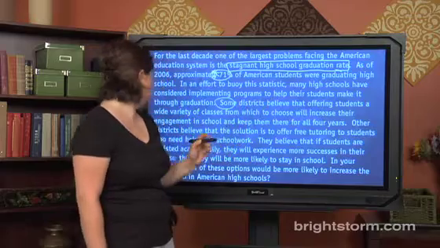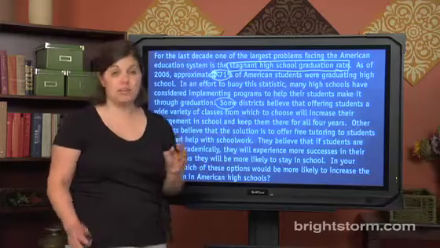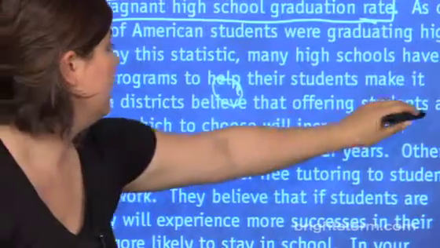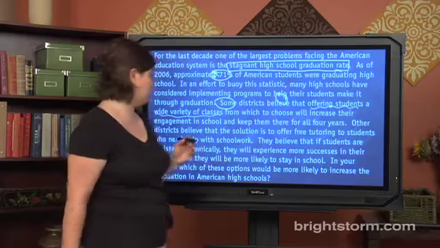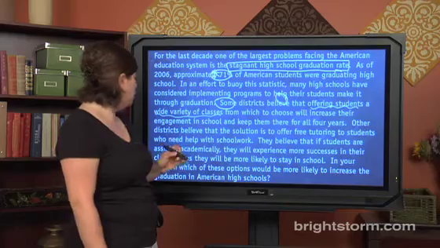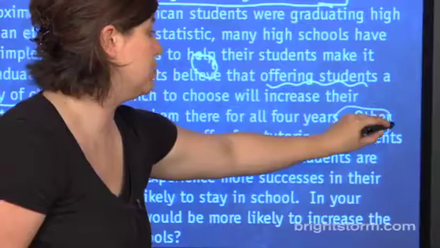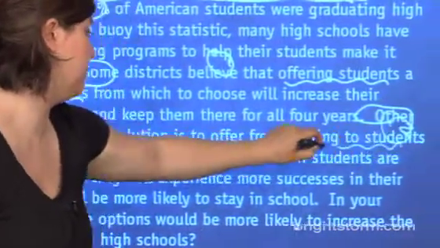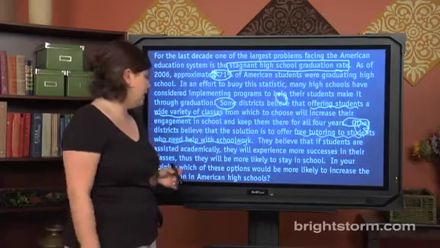Some districts believe that offering students a wide variety of classes from which to choose will increase their engagement in school and keep them there for all 4 years. So that's point number 1. I'm just going to put a 1 over here and underline offering students a wide variety of classes, because that's the first viewpoint that they're talking to me about. Other districts believe that the solution is to offer free tutoring to students who need help with schoolwork. We've got another transition word, other, which tells me this is my second viewpoint, and that is free tutoring to students. All right, so there are those 2 sides of the issue and the issue itself.